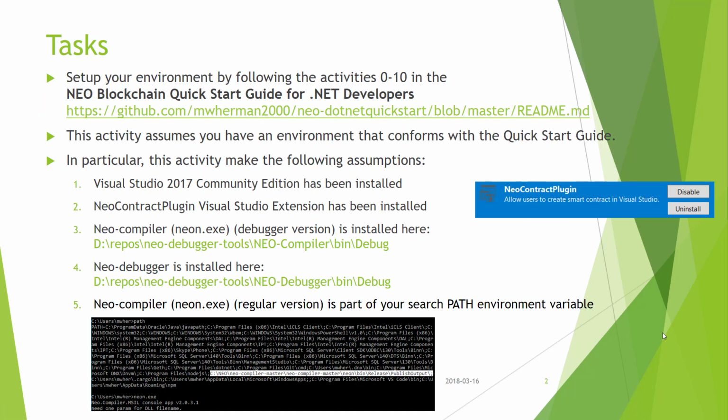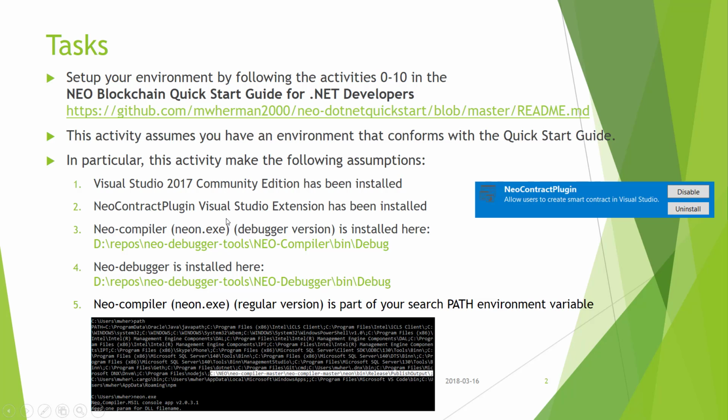In terms of the setup of your environment, it assumes that you followed the previous activities 0 through 10 as documented in the Neo Blockchain Quick Start Guide for developers. In particular, this activity makes the following assumptions. One is that the Visual Studio 2017 Community Edition has been installed. The Neo contract plugin, the Visual Studio extension, has also been installed.